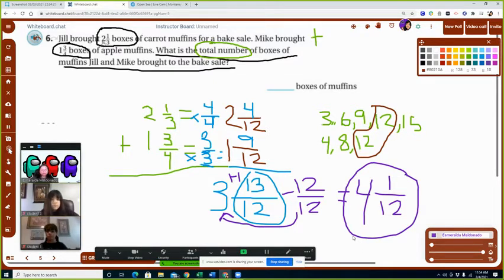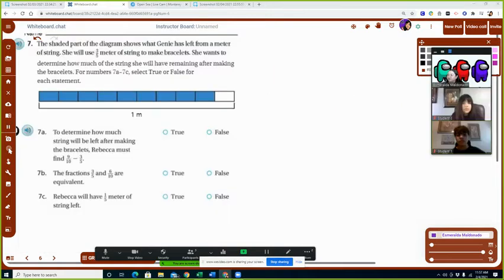No. Good. Okay. So this one is just about regrouping, right? If I see a fraction that is greater than 1, and I know that because my numerator, the top number, is bigger than my denominator, the bottom number. Okay, that was question number 6. All right, we are on question number 7. Go ahead and read it for me.